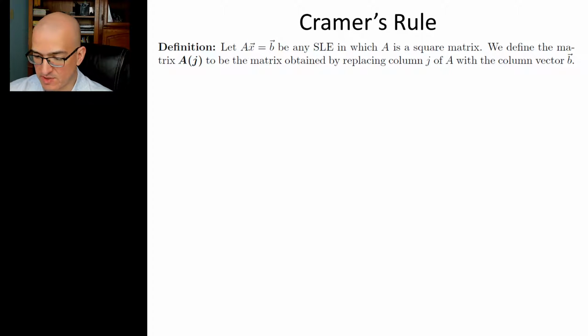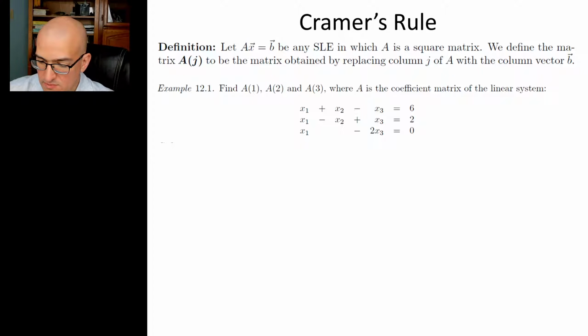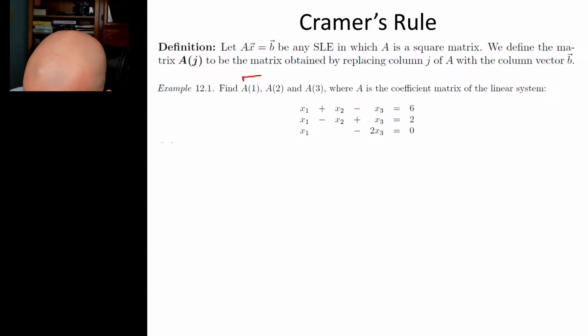So let's do a quick example of finding three different replacement matrices, A1, A2, and A3. A1 corresponds to replacing the first column with the right-hand side. A2 corresponds to replacing the second column with the right-hand side, and A3 corresponds to replacing the third column with the right-hand side. So the index J tells you which column to replace with B.